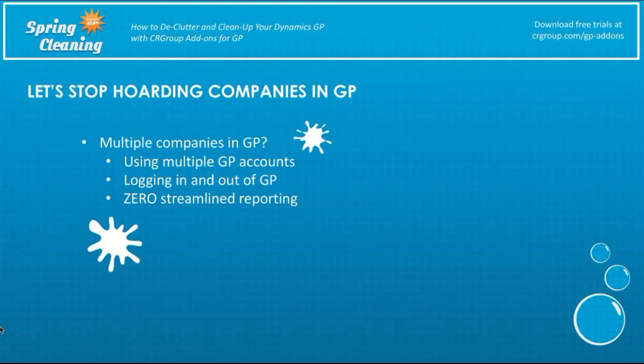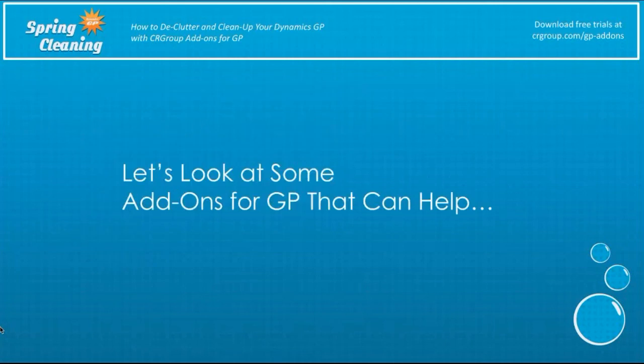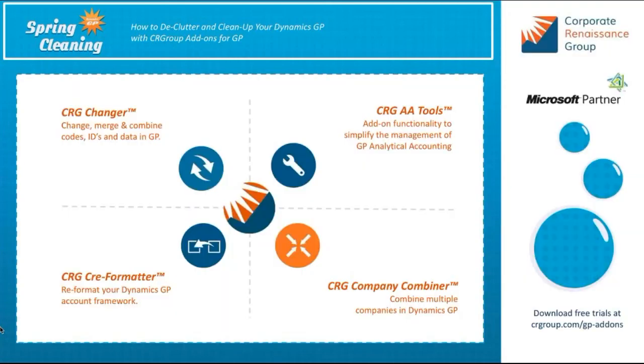And if you want to reduce and clean up your chart of accounts, then the question becomes, well, how do we do that? And what are the tools we can use? So let's just talk briefly about some of the tools that can support this. When we talk about chart of accounts, we always start, of course, with Changer. As you know, Changer is the original and most used chart of accounts changing tool out there in the GP space. It's been around forever.